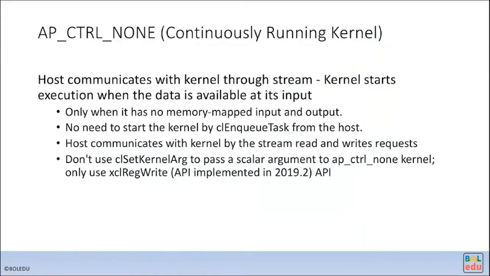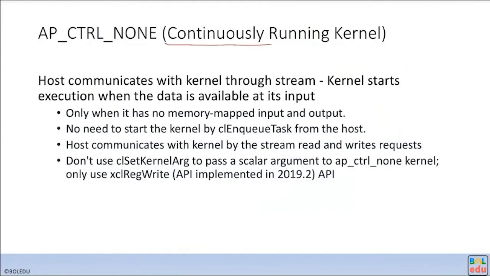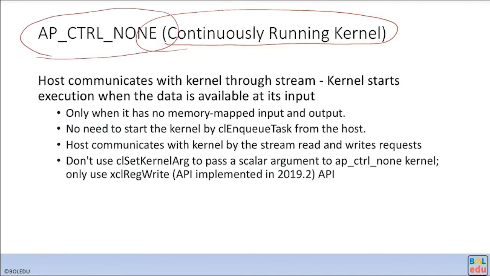Okay, next, let's look at the AP control none. That means continue running the kernel. It means this kernel doesn't need any block-level protocol. So it's a continue running: once the input data changes, it computes, and there's no protocol involved. This interface is very important for the stream interface.